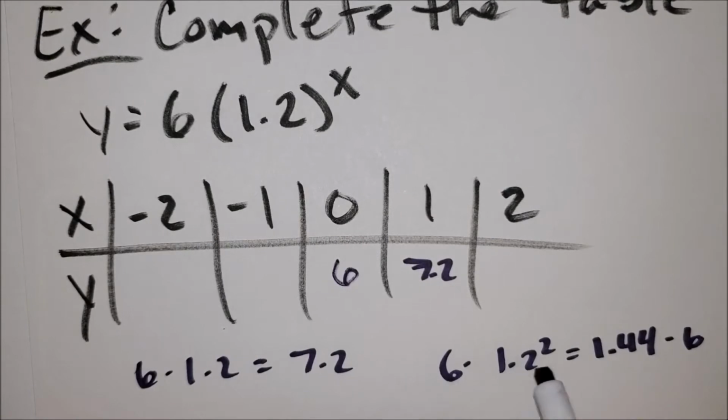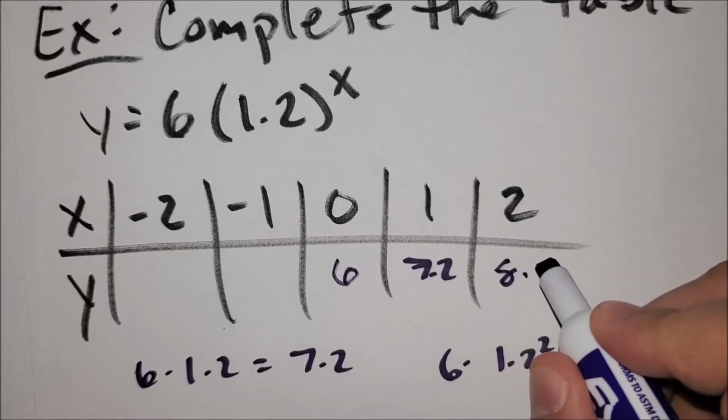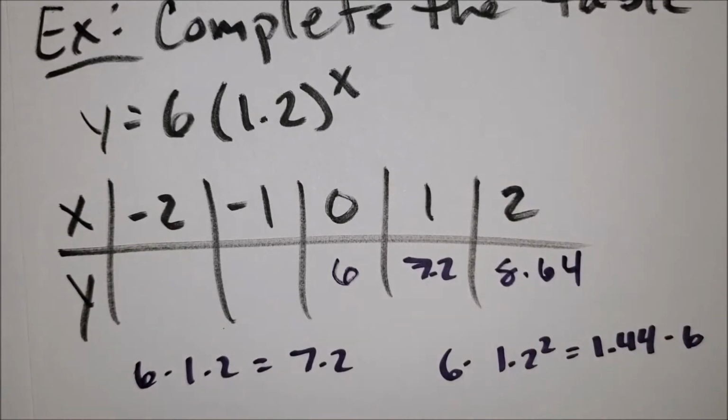So 1.2 squared is 1.44. And then we multiply that by 6, and we get 8.64.